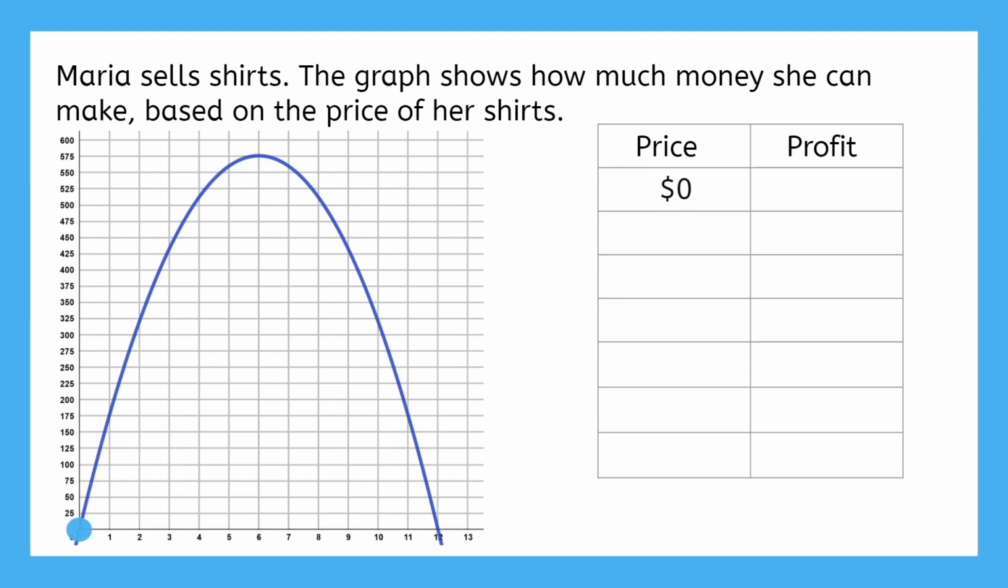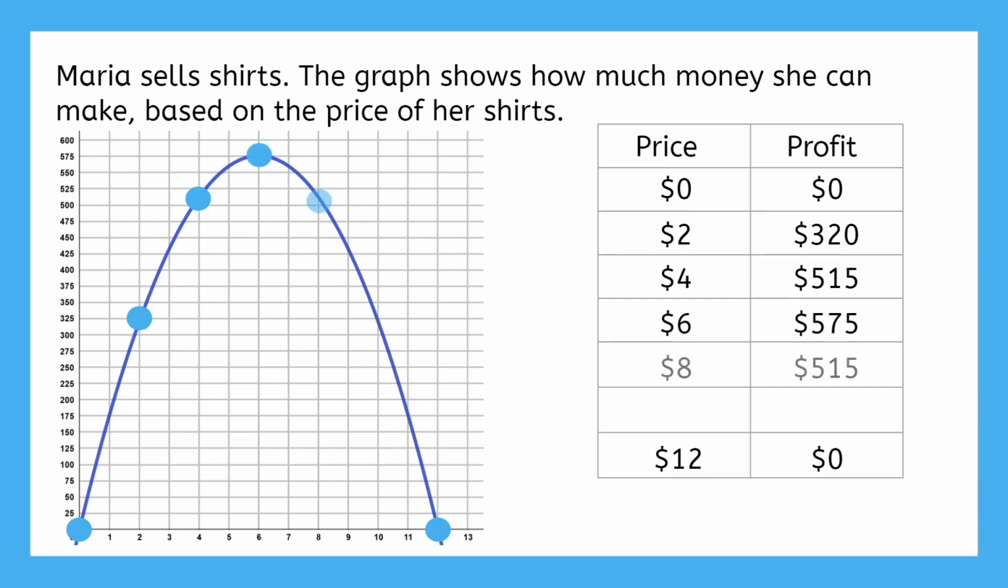If Maria gives away her shirts for free, there's going to be plenty of people who want them, but she won't make any profit. If she charges $12, nobody will want to buy from her, and she won't make a profit there either. But there are other points where she will make money. If she only charges $2 per shirt, she can make $320. At $4 per shirt, her profit improves to $515.